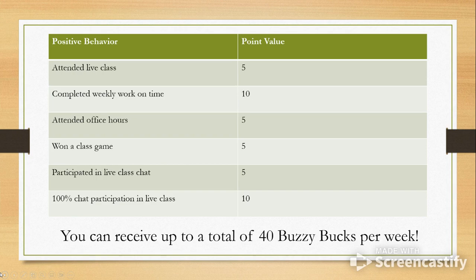So you can receive up to 40 Buzzy Bucks per week. Now, that's 40 just where it says right now, but let's say that you attend live class and there's 2 classes a week, then that would be 45. And let's say that you attend both office hours, that would be 50. So if you just go to one of everything, then you have the opportunity to gain 40 Buzzy Bucks per week. But if you go to both, you could get 50 Buzzy Bucks per week, which is big stuff.